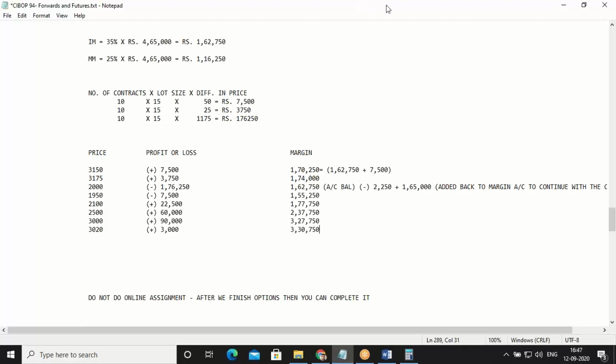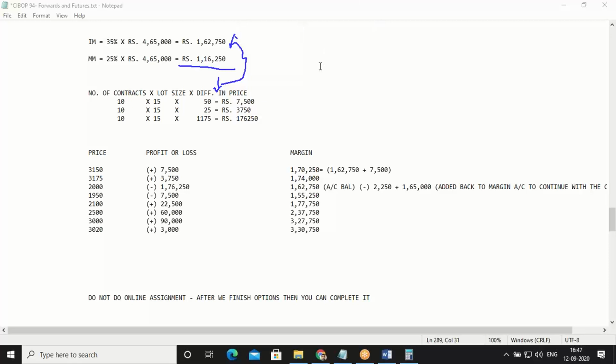If you go anytime, so think of this as your safety net. Anytime you go below your safety net, margin call will get triggered and you need to bring it back to initial margin. Okay, is this clear with everyone?